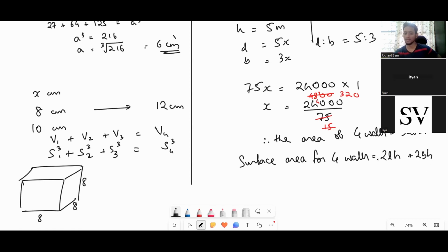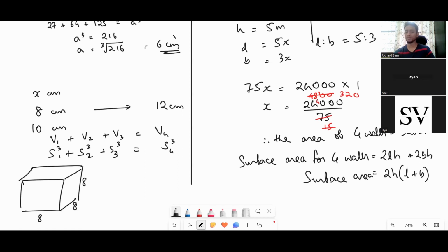All right. So, we can simplify this formula, take 2 outside. Or we can even take 2H outside, because H is also common in both, and 2 is also common. So, we'll get L plus B. So, this is the formula for the surface area of the four walls: 2h into (l plus b).